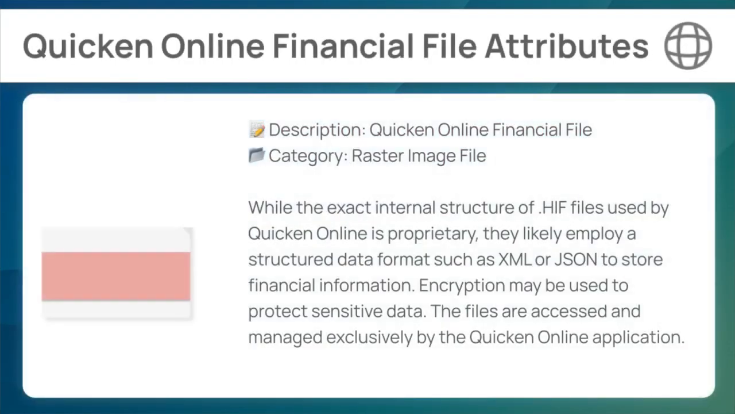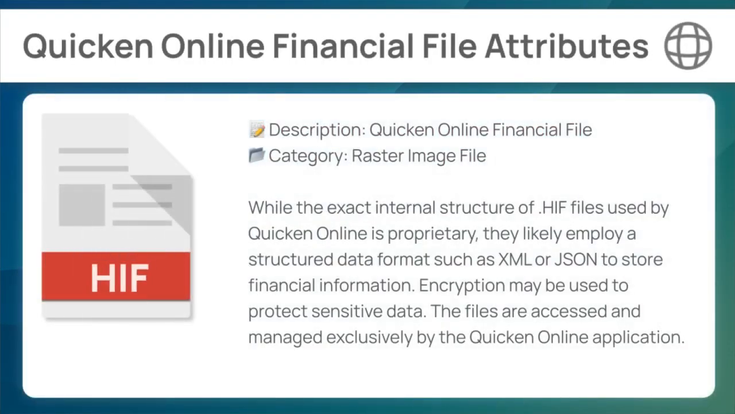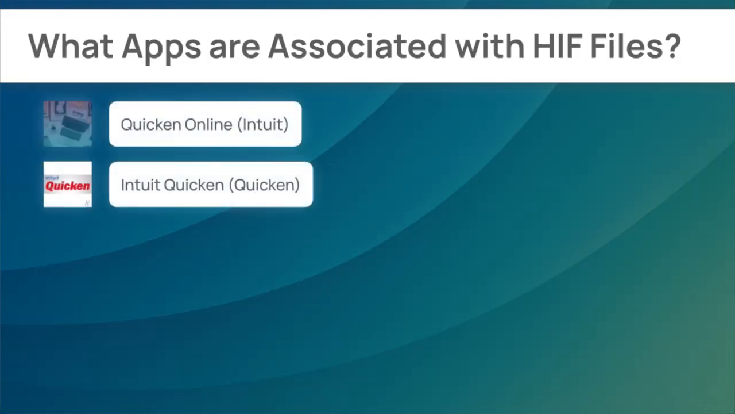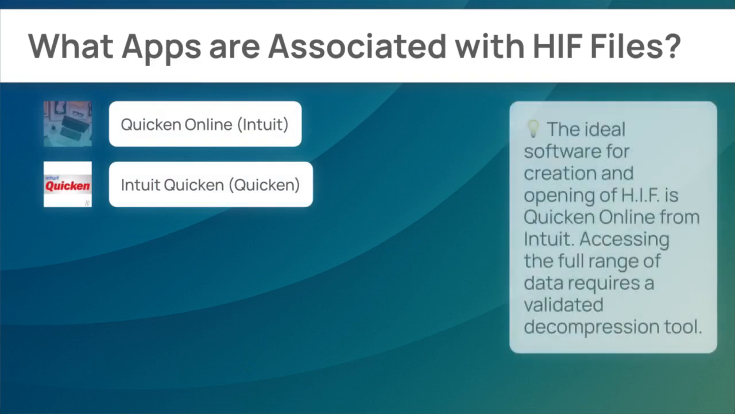While the exact internal structure of HIF files used by Quicken Online is proprietary, they likely employ a structured data format such as XML or JSON to store financial information. Encryption may be used to protect sensitive data. The files are accessed and managed exclusively by the Quicken Online application. Official support for HIF is primarily provided through Quicken Online from Intuit. The extraction process relies on algorithms not included in the Windows operating system. Windows offers a viewer, but editing capabilities are minimal without graphics software.